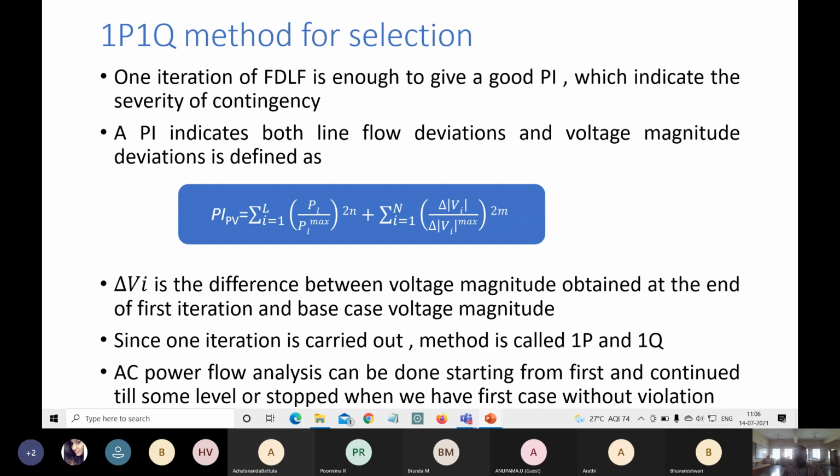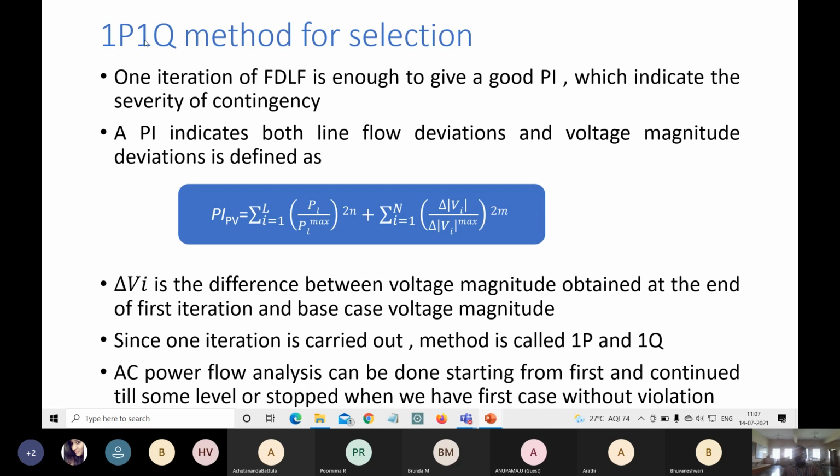This is most important. Repeatedly they asked in your examinations. Okay, so the 1P 1Q method for selection. What is meant by 1P and 1Q? One iteration of fast decoupled load flow is enough to give a good performance index. So that's why we have given 1P, 1Q.